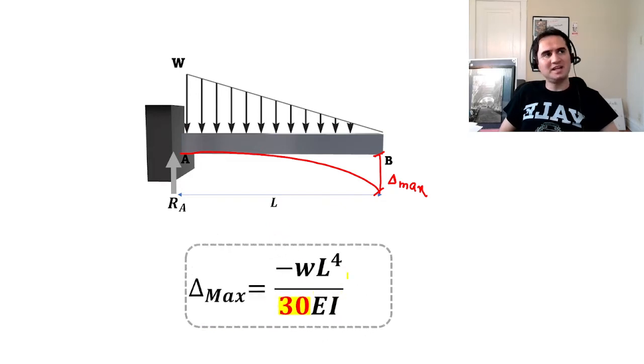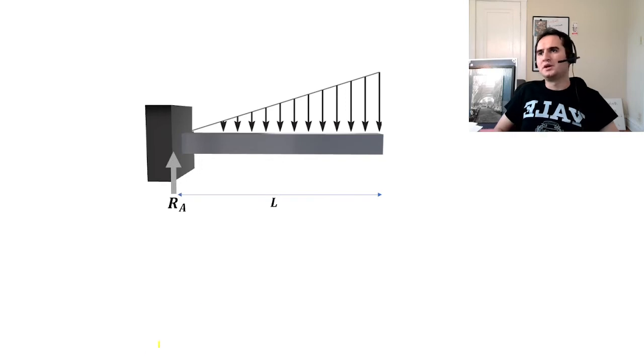If we have the same beam, let's take a deeper look at the same beam with different loading. So if we have the same cantilever beam, but this time vice versa. In our previous problem, the direction of the load was like this.